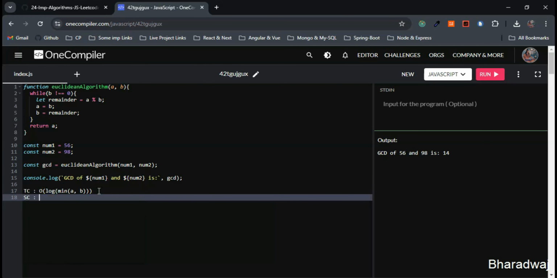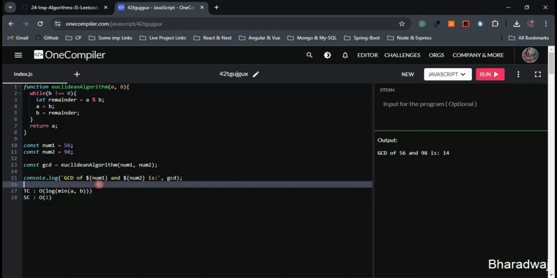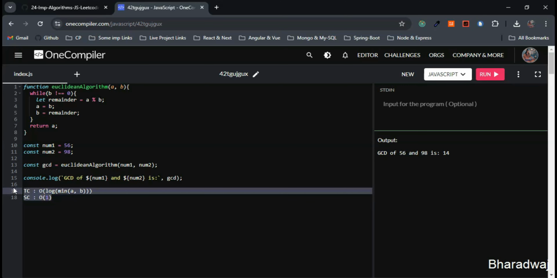What will be the overall space complexity? The overall space complexity would be big O of 1. Why? Because we are making use of constant space and only a few variables, as you can clearly see in the code. So the space complexity would be big O of 1. I hope this is clear, and this is it.